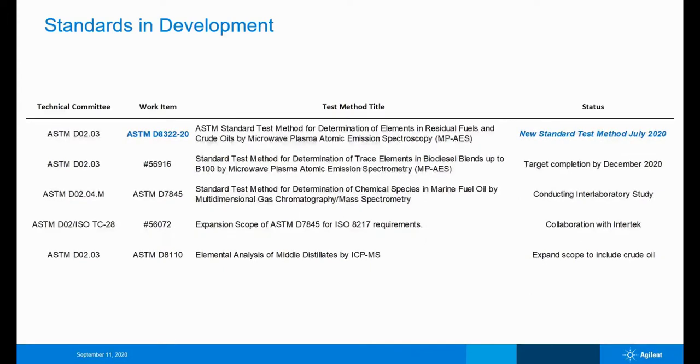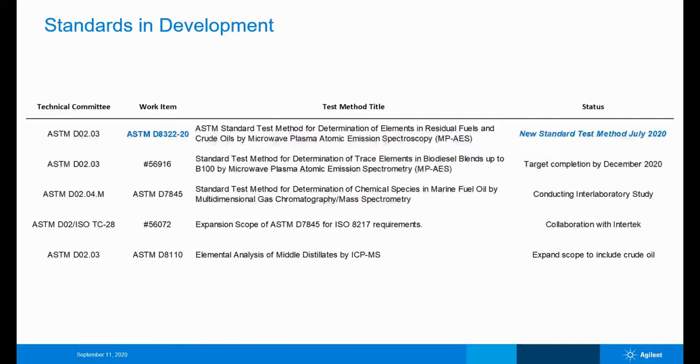So that requires twofold: a new sample preparation procedure as well as an inter-laboratory study when we complete that. The goal is to develop the new procedure for the additional components and incorporate the new procedure as procedure B with the current procedure in D7845 as procedure A. I am currently collaborating with Intertech on that work.